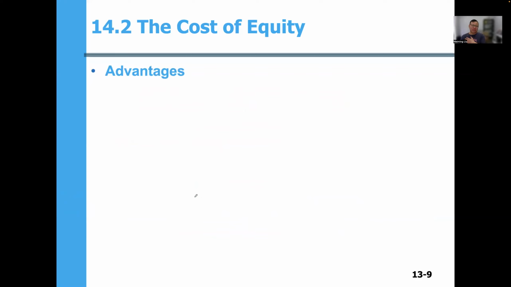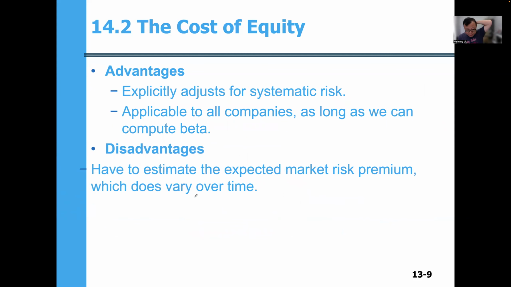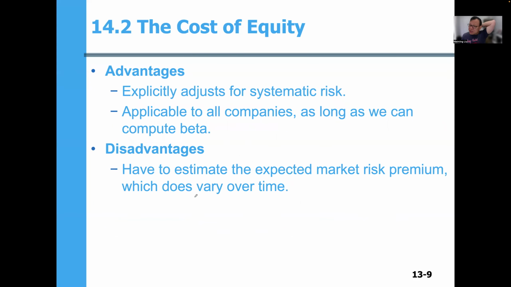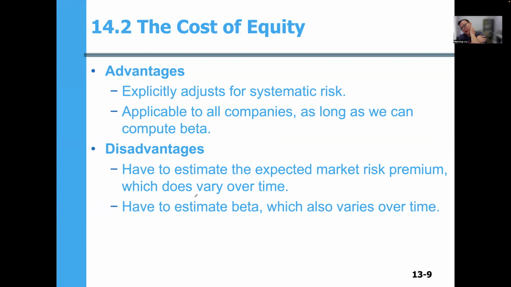So what's the advantage of the SML CAPM? Well, it does address the risk, systematic risk, using the factor beta. It applies to all the companies as long as that beta information can be computed. Disadvantage: it's challenging to estimate the market risk premium, and it's constantly changing. And also, you have to estimate beta, right?